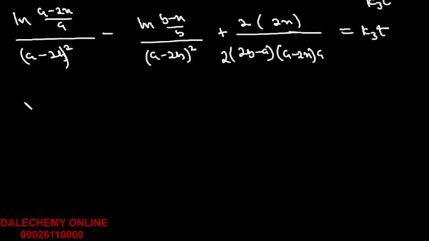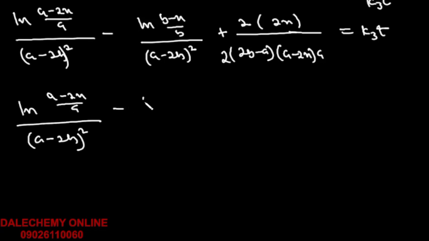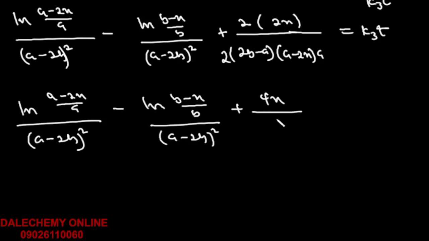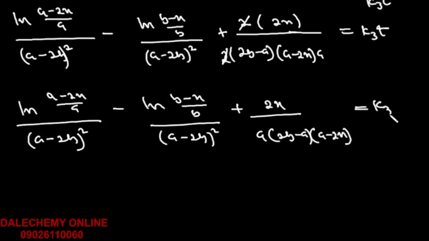We now have ln(a minus 2x) over (a minus 2b) squared, minus ln(b minus x) over b over (a minus 2b) squared, then plus 4x over, now 2 can actually cancel out, don't forget that. If it happens like that, we just have 2x divided by a(2b minus a)(a minus 2x), then all equal to k3t.